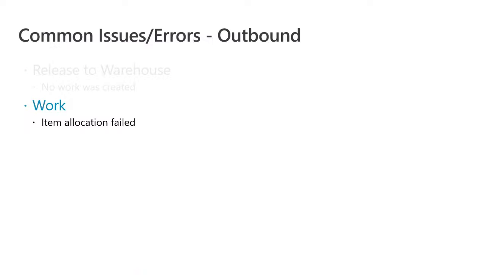If you do get work created from that process, you may receive an error that says that the item allocation failed. Meaning that the system could not determine where to retrieve or pick that inventory from within your warehouse.